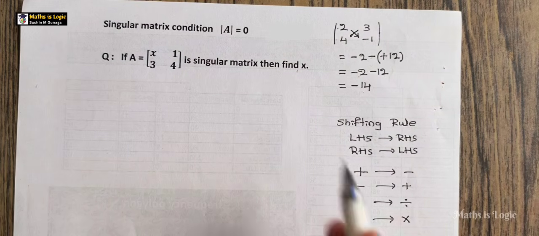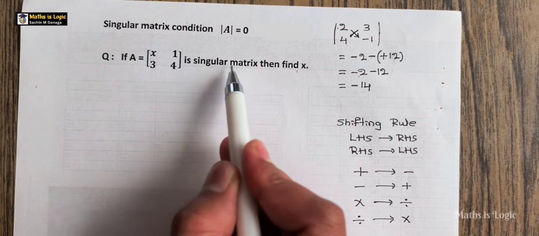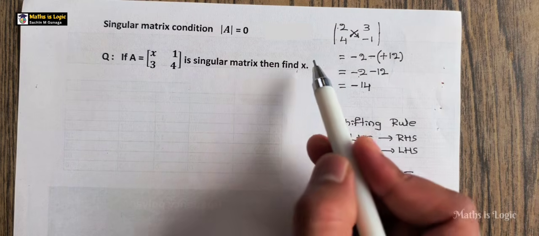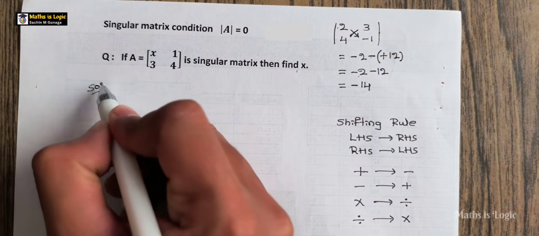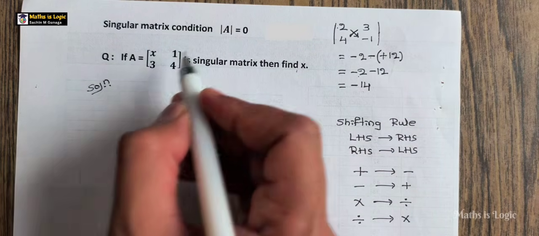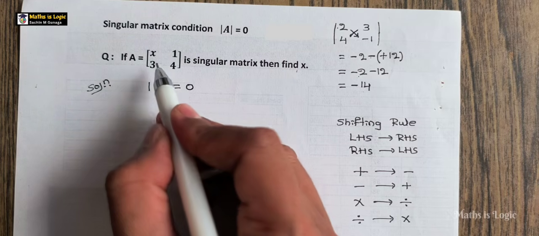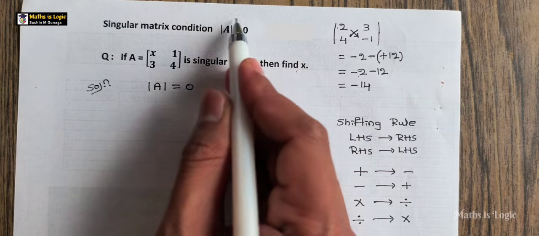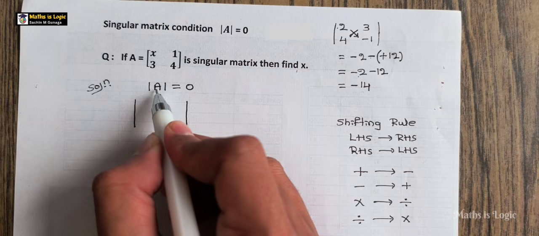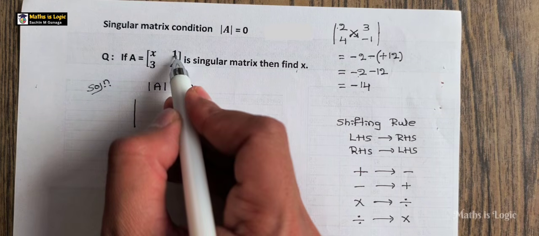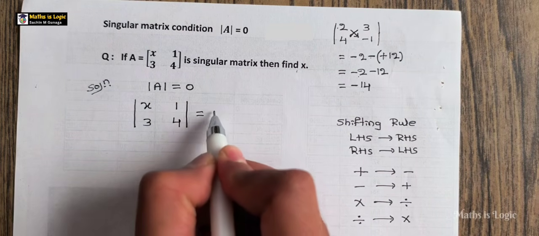One matrix is given, x 1 3 4. What are they telling, this is which type of matrix? Singular matrix. Using this condition we need to find this unknown value. Therefore in the solution, first write the singular matrix condition. What is that singular matrix condition? Determinant of A is equal to 0, because they are telling this matrix is singular, so write this condition. Next, keep the determinant symbol as it is. Substitute the A value. What is that A value? x 1 3 4 is equal to 0.